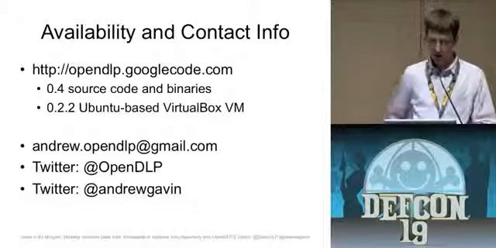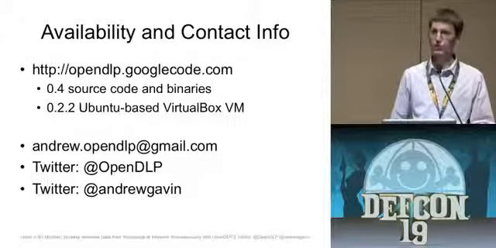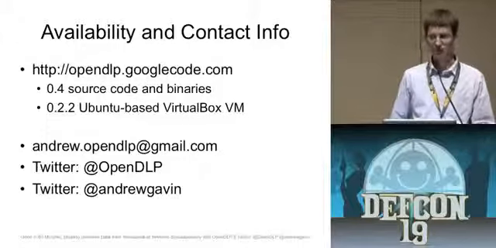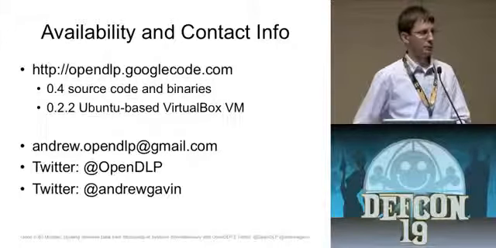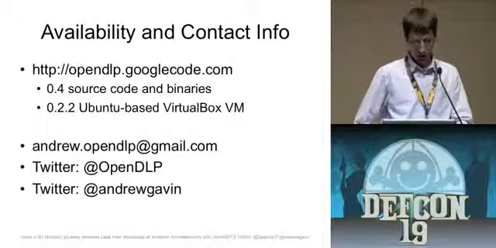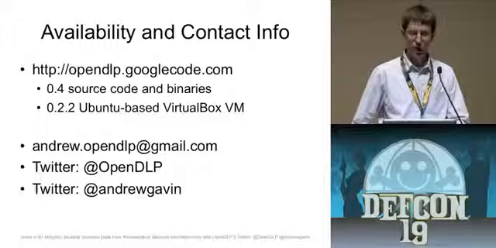But this is the project page. It's on Google Code, and the current version is 0.4, and it's kind of a pain to install, so I made a VM about a year ago. The VM is a little outdated. I'm going to update it in the next few weeks, but it's based on 0.2.2. It's easy to upgrade. And then my contact info is there.